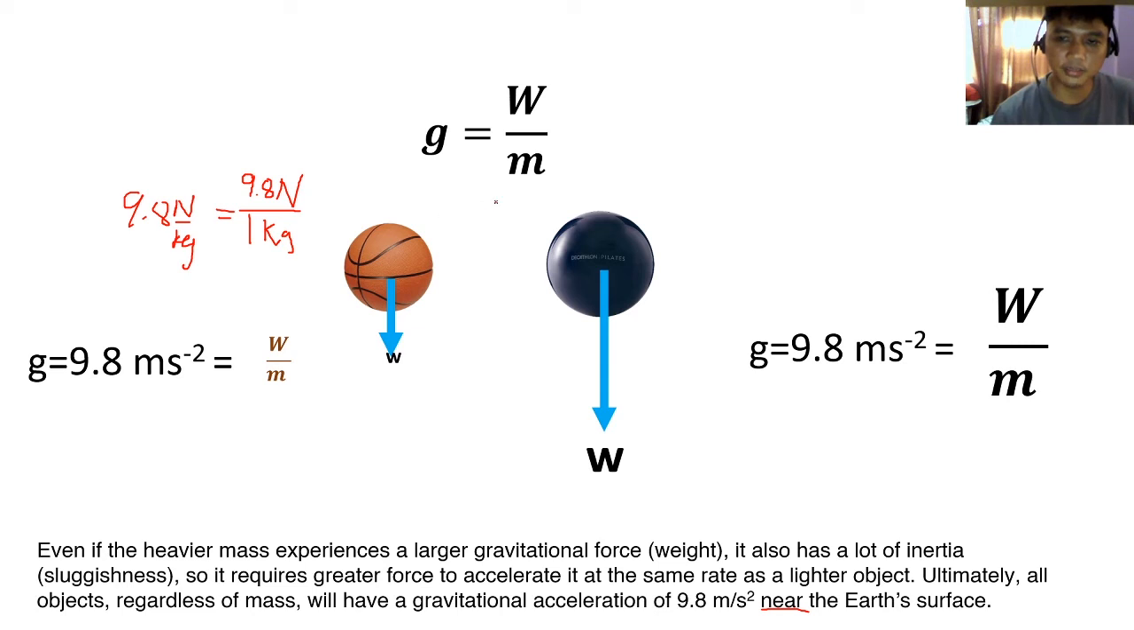Let's say the medicine ball is 5 kilograms in mass. You will find that, I hope my math is correct, the Earth will pull on it with 49 newtons. So when you divide, you will get 9.8 newtons per kilogram or meters per second squared.